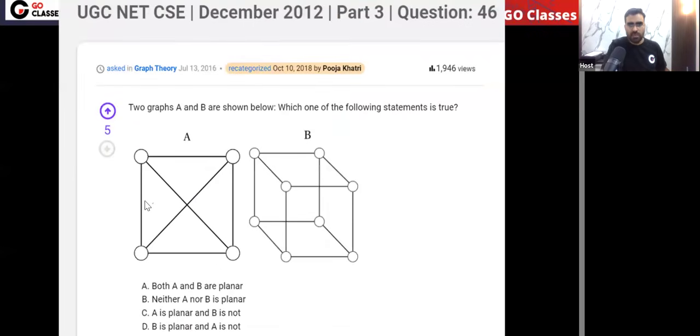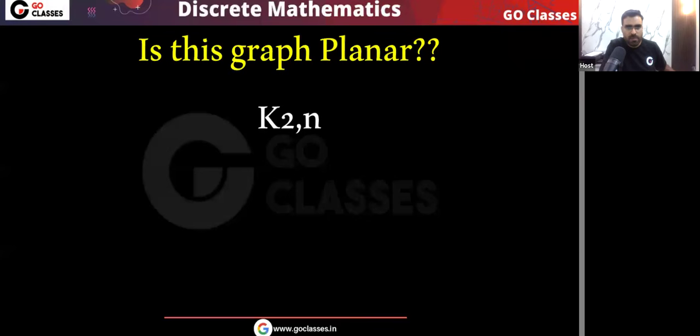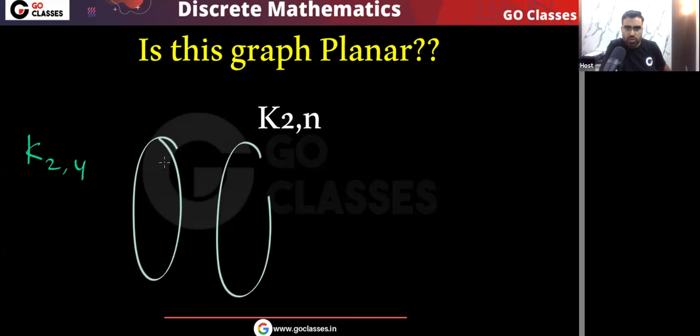Tell me the answer for this question. Two graphs are shown below. Which of them is planar? So you can easily see that this graph is also planar, this graph is also planar. We have already seen. Is this graph planar? K2n, complete bipartite graph. One part has two vertices, another part has n vertices. Is this graph planar graph? Let me know. K2n. For example, what about K24? Let me know. K24 means one part has two vertices and another part has four vertices. So tell me, this K24, is this planar graph?